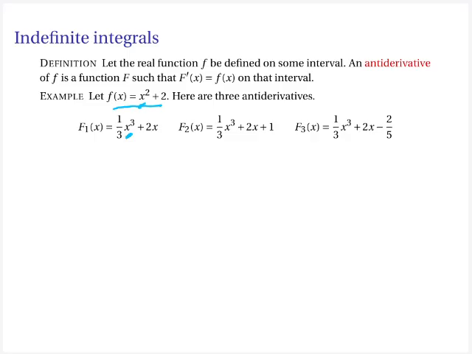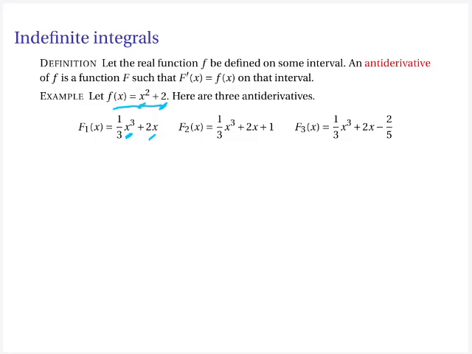But x cubed itself won't work. If you took the derivative of x cubed, it would be 3x squared. So you put a 1/3 there to counter the 3 and you're good. And likewise, you want to find somebody whose derivative is 2, so you said 2x.